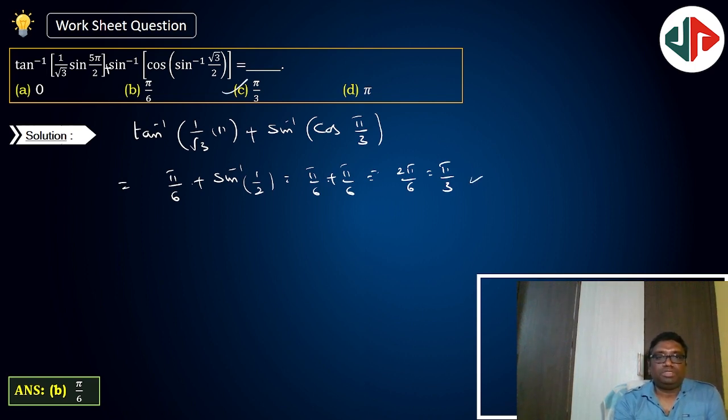If it is into, then none of the options is correct. If you change this question to plus, then the answer is pi by 3.